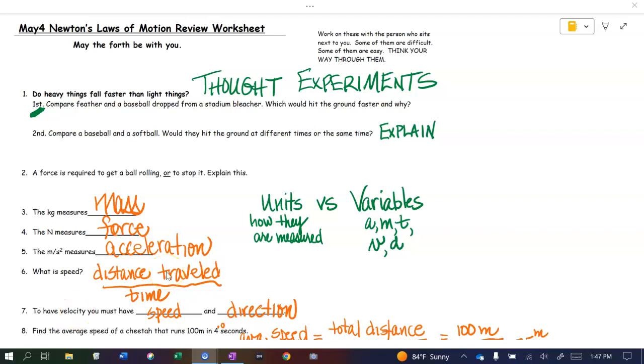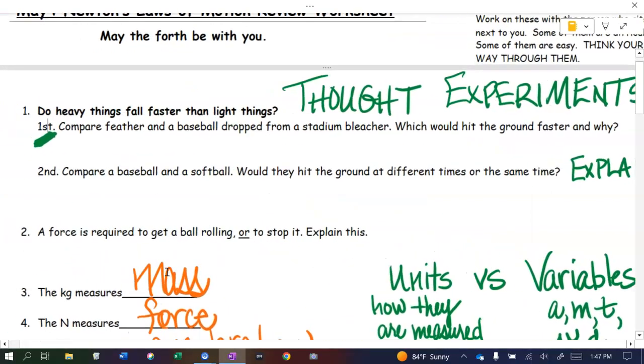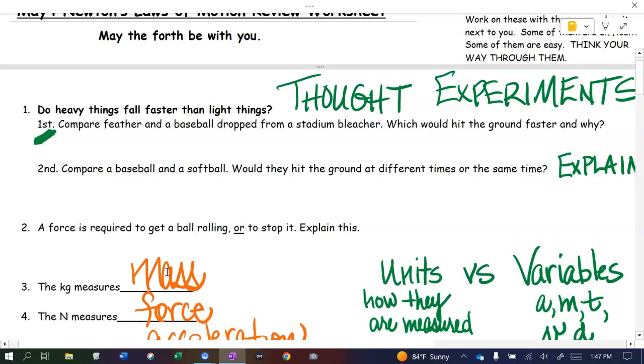Hello, everyone. I thought probably you'd want to go over this worksheet because I know some of the questions were fairly difficult. Some of them I know, though, were very easy for you as well. All right, so let's begin with, do heavy things fall faster than light things?